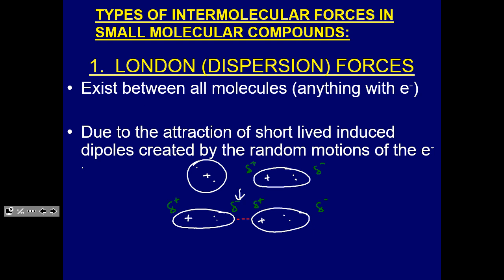And I could label the heck out of it, but it's all above it. These are short-lived induced dipoles. And moments later, they'll be gone. But they are enough to explain a very weak attraction. Okay? We have that diagram.